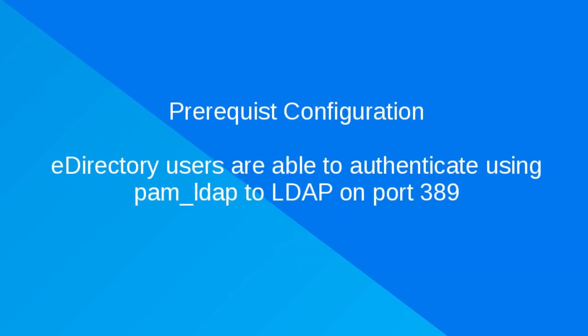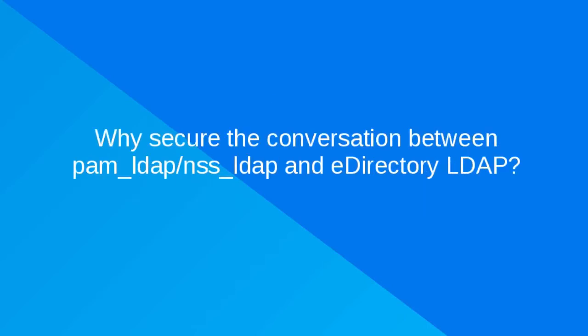This tutorial presumes eDirectory users are resolving and authenticating on the SLES server using LDAP on port 389. In the previous tutorials, PAM_LDAP and NSS_LDAP connected to the eDirectory server by way of LDAP using a simple bind in clear text. This means the conversation between the client and the server can be read by anyone or anything that can access the transmission.